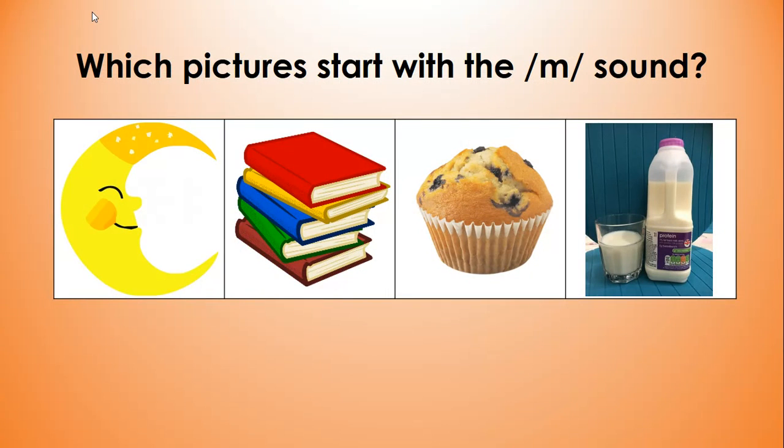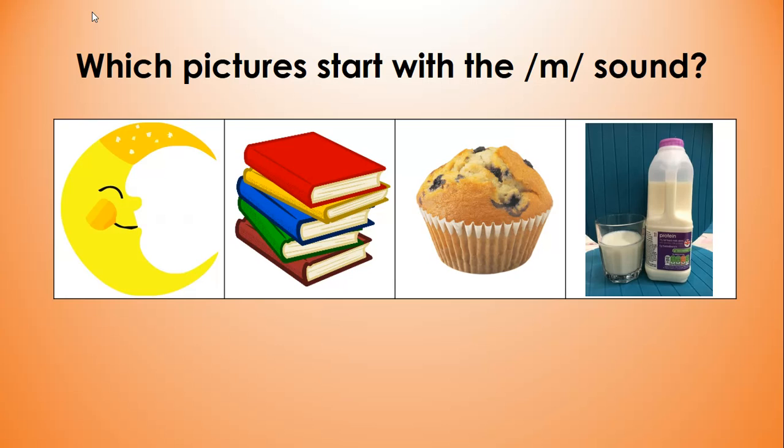When we're doing initial sound identification, the purpose is to have students recognize the sound at the beginning of a word, and then we'll connect that to a letter so that we're building the letter sound knowledge. One of the ways that we can do that is by showing multiple pictures and having students pick out a sound that is different. So we're using discrimination.